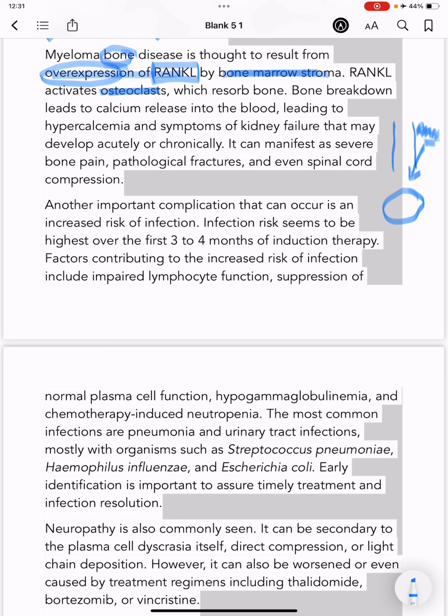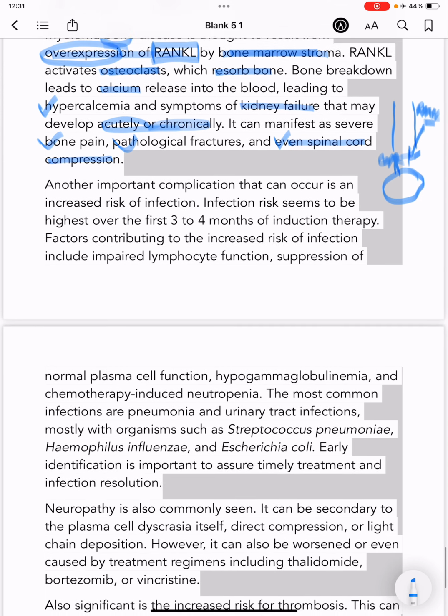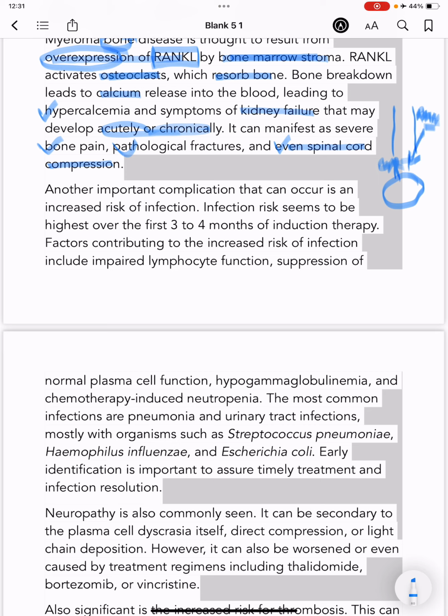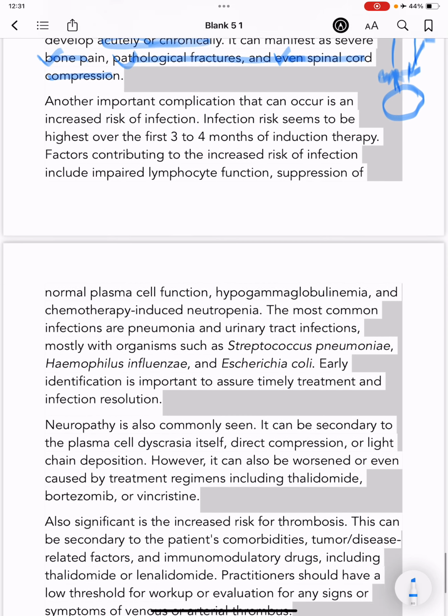Because of this, the bone is resorbed. So bone breakdown will lead to calcium. Bone is breaking down, so what is released? Calcium is released into the blood. So this calcium release into the blood causes hypercalcemia and symptoms of kidney failure. The kidney failure can develop acutely or chronically. And because of this bone disease, it will manifest as severe bone pain, pathological fractures, and sometimes even spinal cord compression.